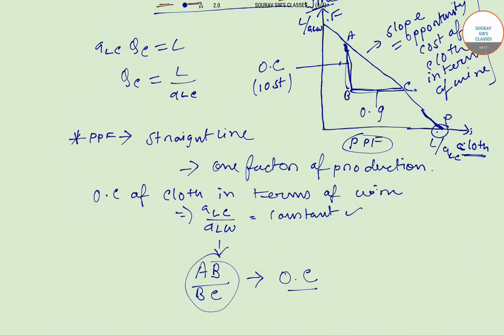So for a movement from A to C, we know the vertical distance AB shows the opportunity lost, and the horizontal distance BC, which is this, shows the opportunity gain in terms of cloth production.